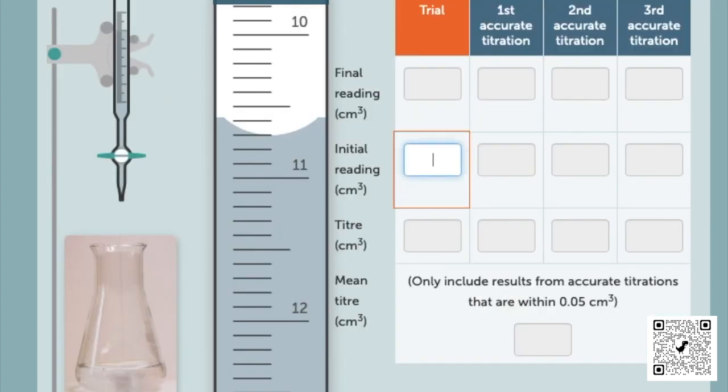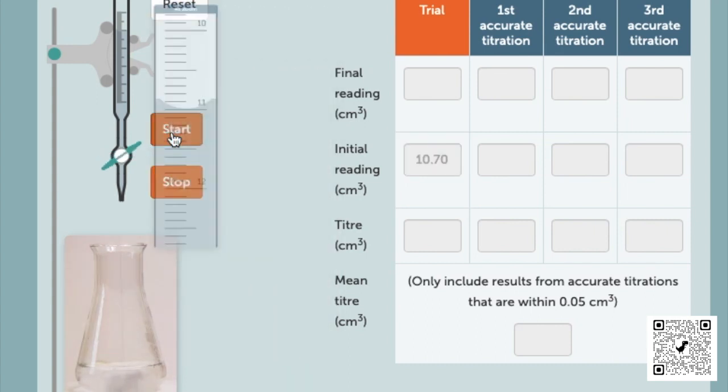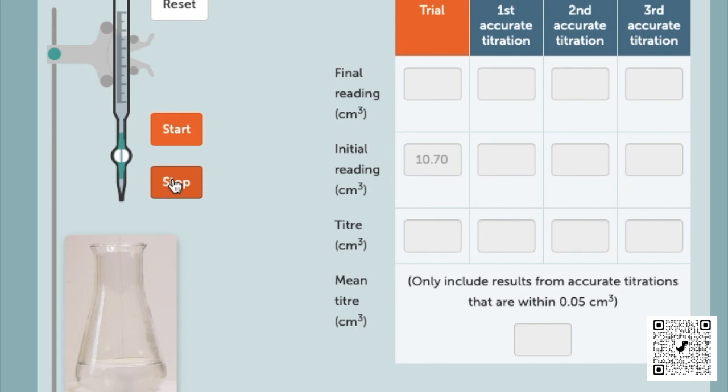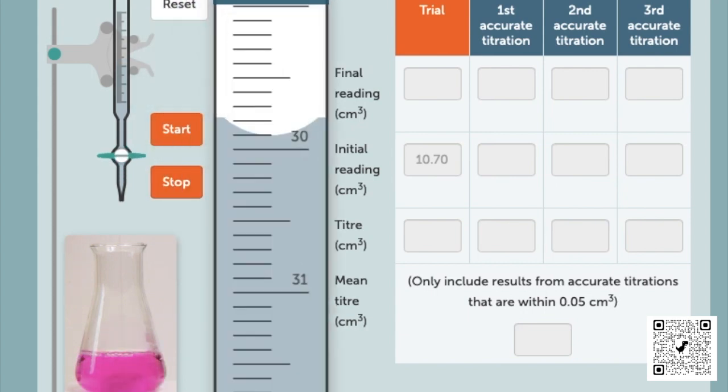Next, you need to perform the titration of the aspirin solution. You will be using phenolphthalein indicator, which is pink under alkaline conditions and colorless under acidic. Start by reading the initial volume in the burette. Click Start to begin running the solution into the flask. Continue adding the sodium hydroxide until the point at which the solution in the flask becomes pale pink. Now read the final volume in the burette and record your answer in the table.